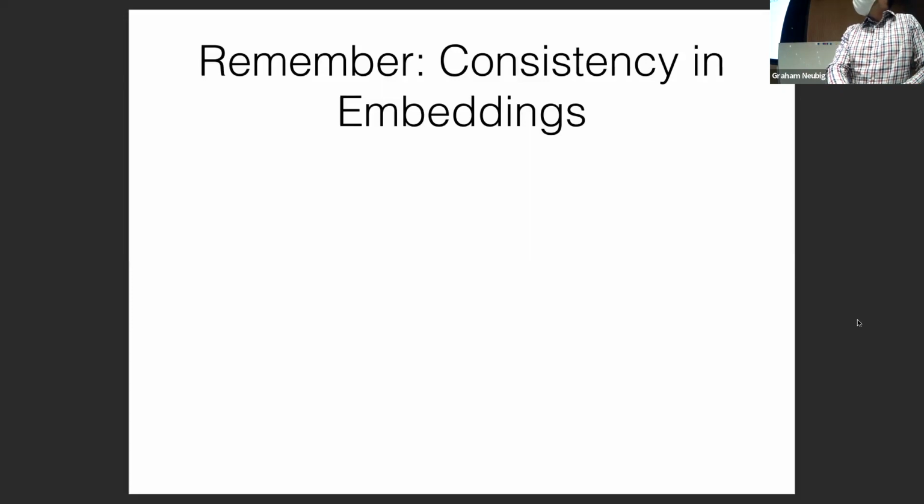One way that this is done is by looking at the consistency in embedding spaces and trying to infer relations from this. Another way this is done is trying to extract structured information directly from textual information. And I'm going to be talking about both of these in turn.